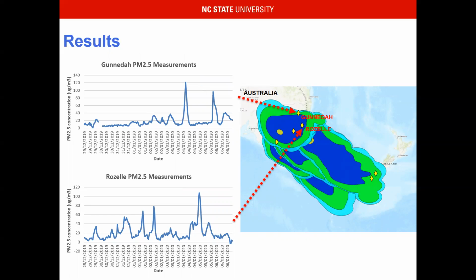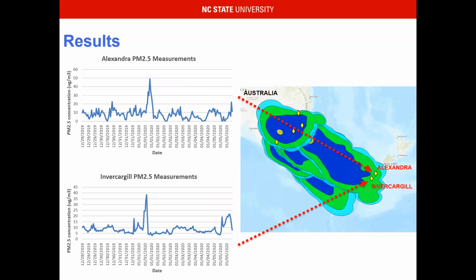These sites were affected less than the first two because of the wildfire's plume trajectory. Between the 29th of December and the 3rd of January, the wildfire plume had not reached Gunnedah. Then the plume reached it on the 4th of January, and PM2.5 concentration reached 120 micrograms per cubic meter. On the other hand, at the Rosella monitoring site, PM2.5 fluctuated and the peak PM2.5 concentration was 110 micrograms per cubic meter.